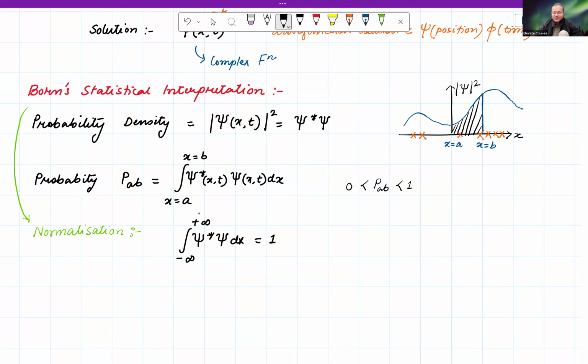It cannot be more than 1. It cannot be less than 1. This is a must. This is like some condition that we have to impose.